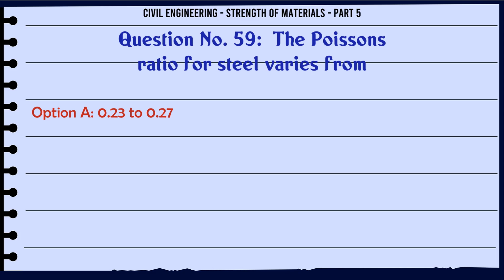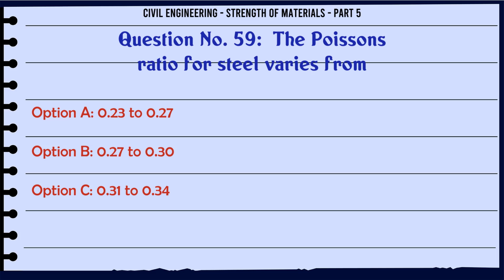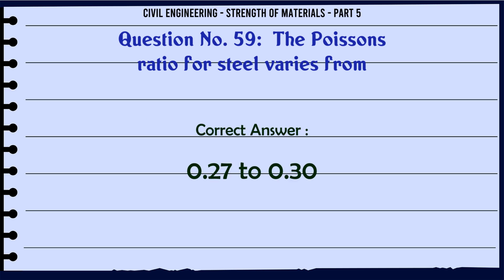The Poisson's ratio for steel varies from A. 0.23 to 0.27, B. 0.27 to 0.30, C. 0.31 to 0.34, D. 0.32 to 0.42. The correct answer is 0.27 to 0.30.